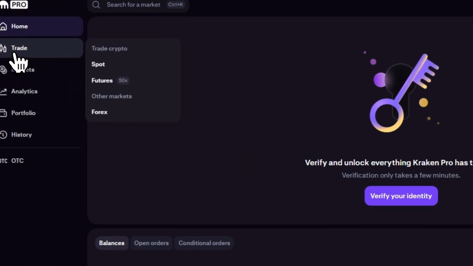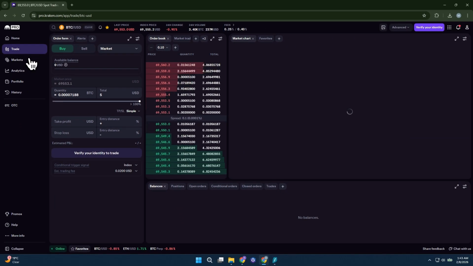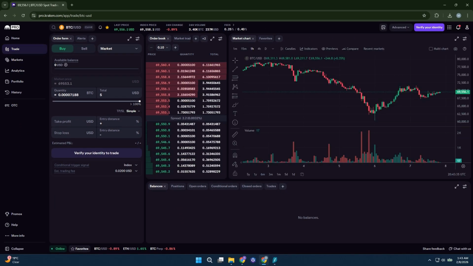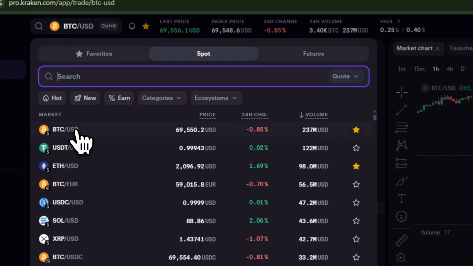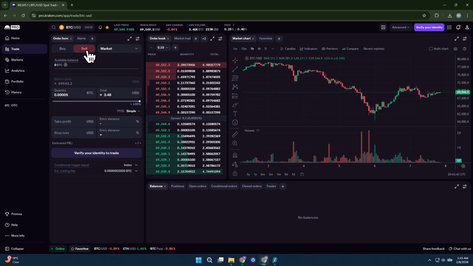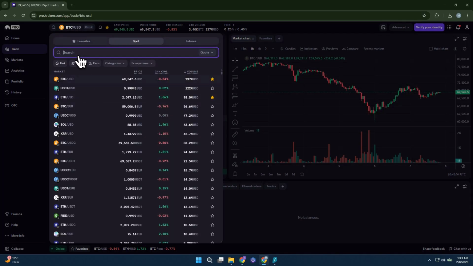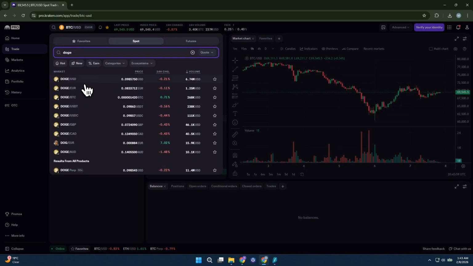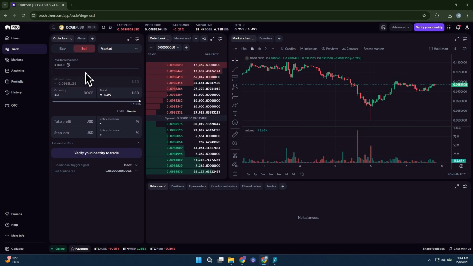To do this, go to the trade section and find the currency you want to short. For example, if you want to short Bitcoin, select it from the list. Then click on sell. You don't even need to own the cryptocurrency to margin short it. For instance, you can pick a coin you don't own, like Dogecoin. After selecting it, go to sell and turn on margin.